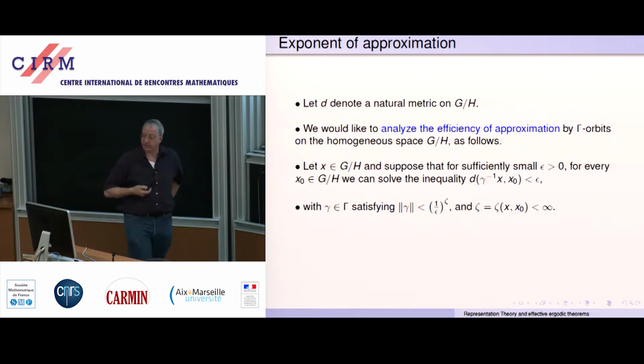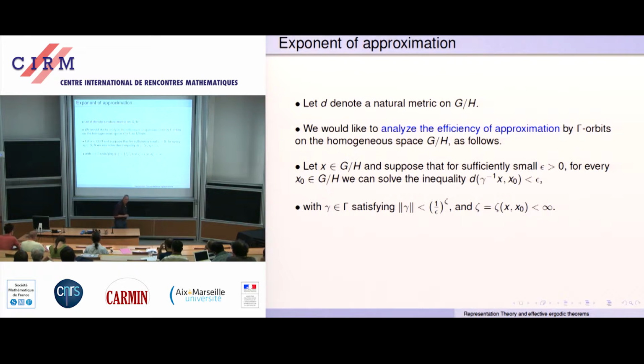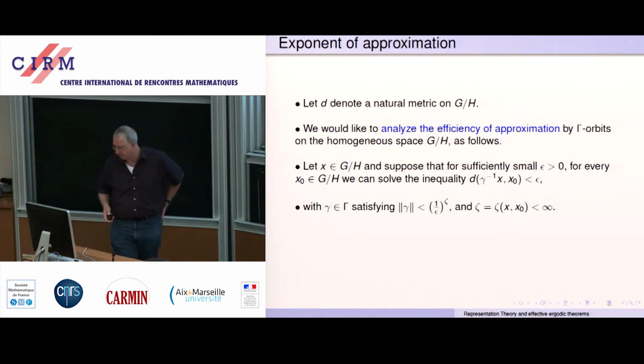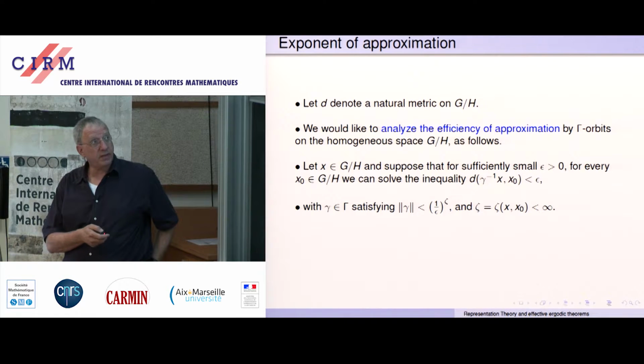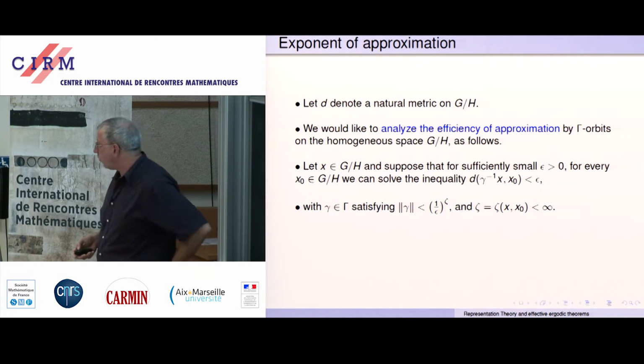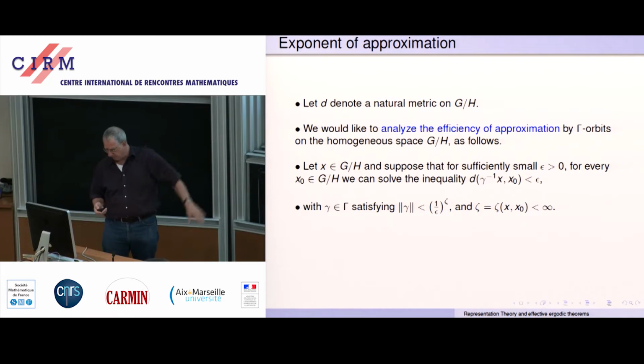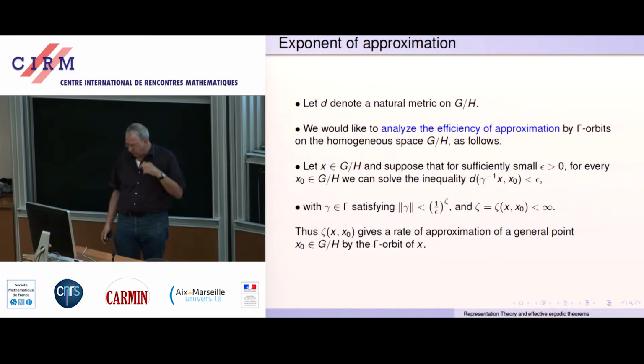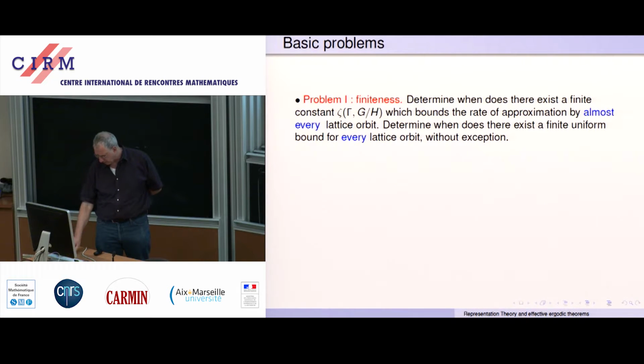So we would like approximation to a general point by dense orbits with polynomial efficiency. So this is a very stringent condition. In general, there is no reason to expect that this zeta is in fact finite. And this is certainly not obvious in any of the examples, or in most of the examples we'll discuss. So we certainly want it to be finite, and even we want to have this polynomially efficient approximation. Now, supposing that we were able to actually realize this, then zeta of x, x naught is the rate of approximation of a general point x naught by the gamma orbit of x.